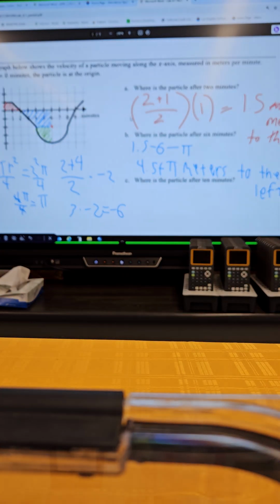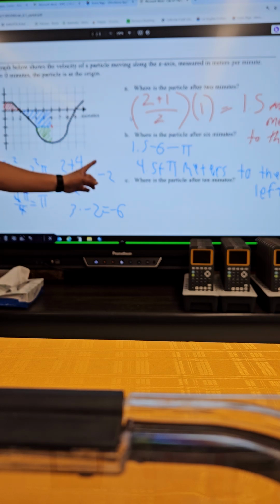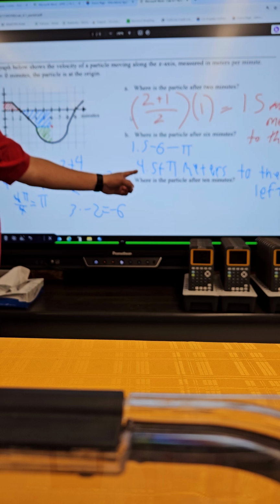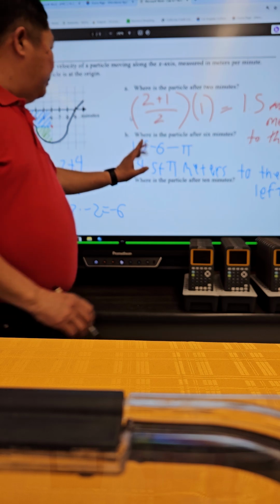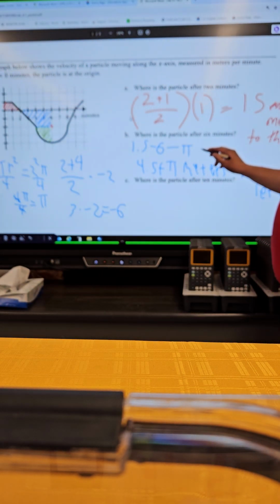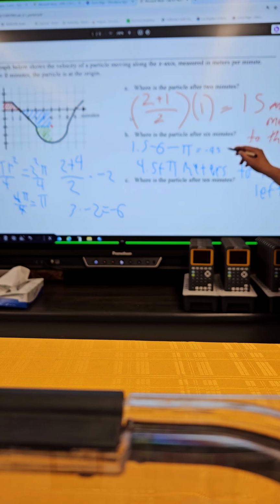4.5 plus pi meters to the left. Shall we give Anthony a round of applause? Okay. Mr. Roy, why is it going to be 4.5 plus pi? Remember, look at this. What's the result? Negative 4.5 minus pi. But you're going to have to factor out. Okay? So negative means left.